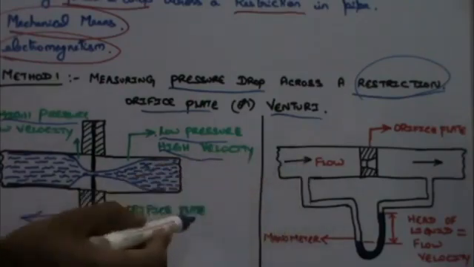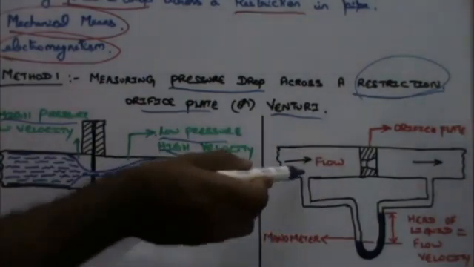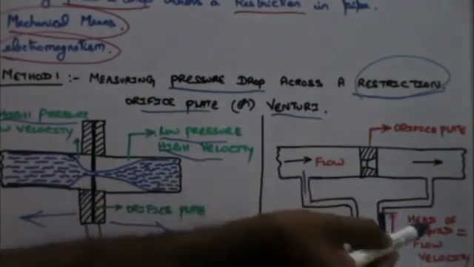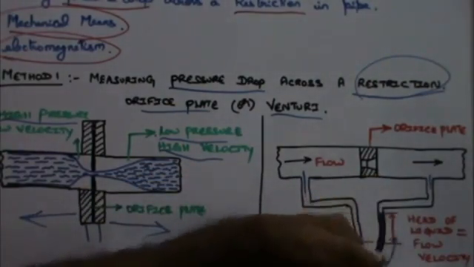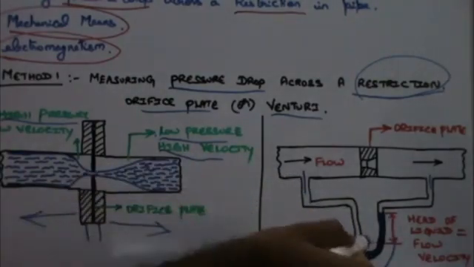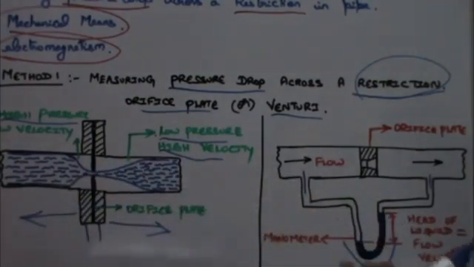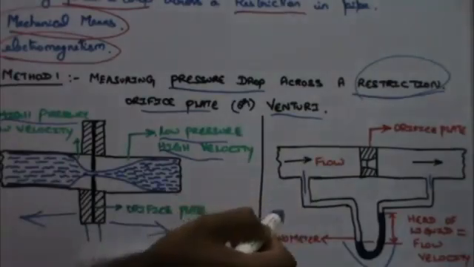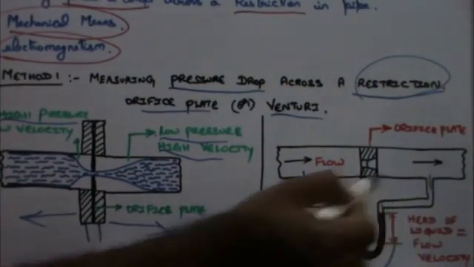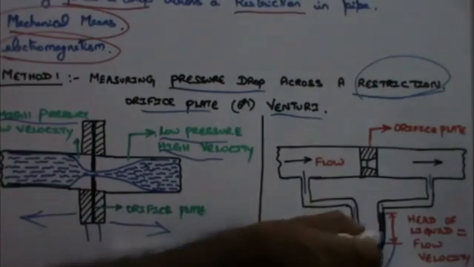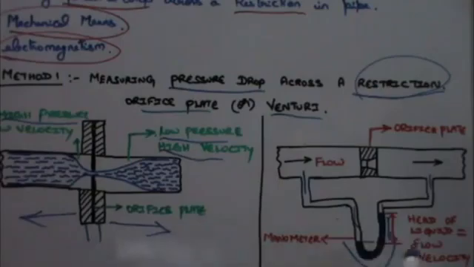When we look at this diagram, which is much more simplified, the pressure tapping from the high pressure region and the pressure tapping from the low pressure region is connected to the U-tube manometer, where we have water or mercury or alcohol depending upon the fluid flow. This high pressure acts over the liquid and the low pressure acts over here, and this difference in head, that is difference in pressure, is measured over here. That is, the head of liquid flow is equal to flow velocity.